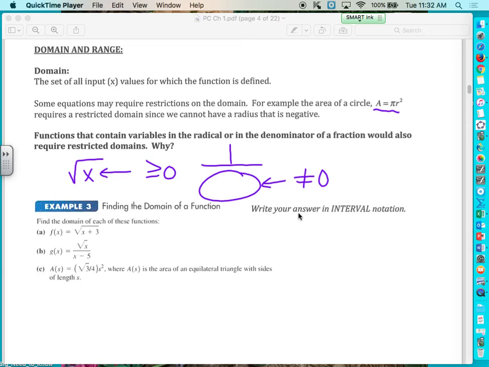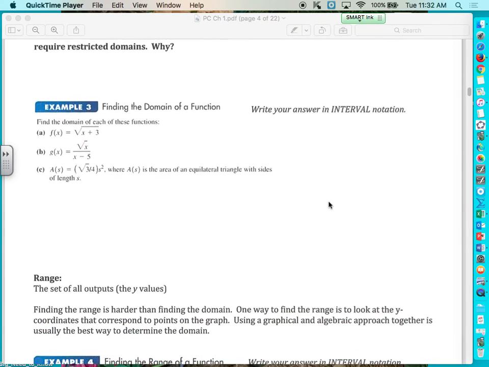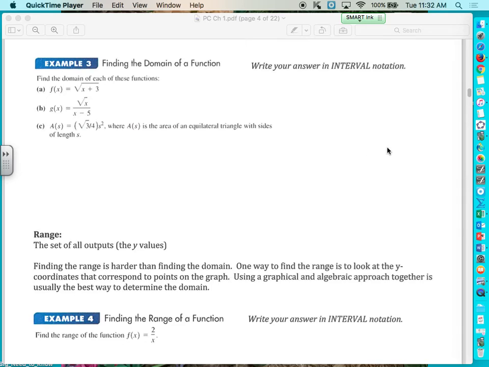All right, so for example 3 here, we're trying to figure out what the domain for these different ones are. You can look at these in the calculator. A lot of times for domain, you can kind of think about what that domain is going to be without having to graph the problem there. So if you look at letter C first. This is area for the equilateral triangle. So A of S is the area, S is the length of the sides.